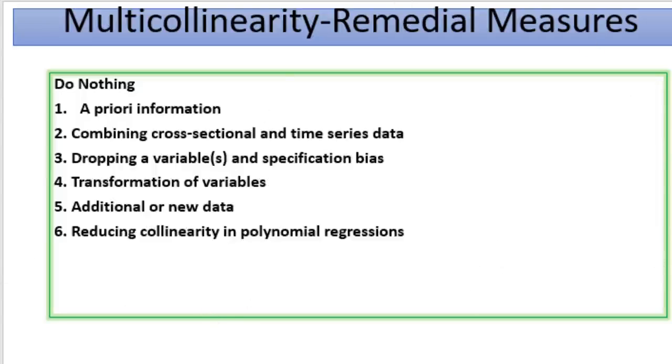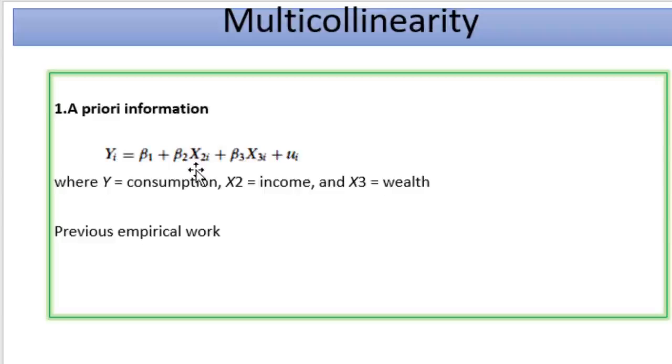Some of the important methods we can use as remedial measures for multicollinearity. The first one is a priori. Use the a priori information for solving the multicollinearity. Let us see this equation. Here yi equals beta 1 plus beta 2 x2i plus beta 3 x3i plus ui is the specified model, where y is the consumption, x2 is the income, and x3 is the wealth. Usually this income and wealth are more or less the same. Instead of using these two variables, we can use some other variables which are a good proxy for this model, and thereby we can solve the problem of multicollinearity.